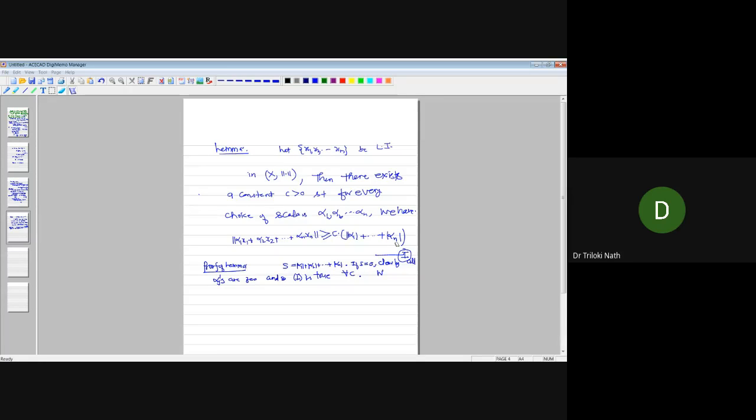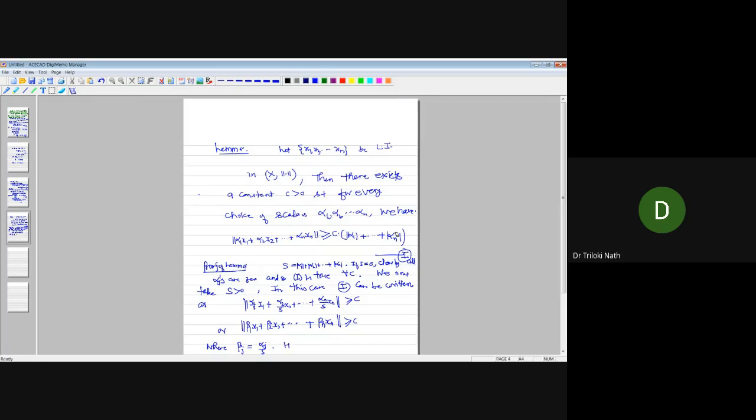So we now take S bigger than 0. In this case, equation 1 can be written as the norm of alpha 1 by S x1 plus alpha 2 by S x2 plus ... plus alpha n by S xn is bigger than or equal to C. In a simpler way, you can write the norm of beta 1 x1 plus beta 2 x2 plus ... plus beta n xn is bigger than or equal to C. Here beta j is alpha j by S.